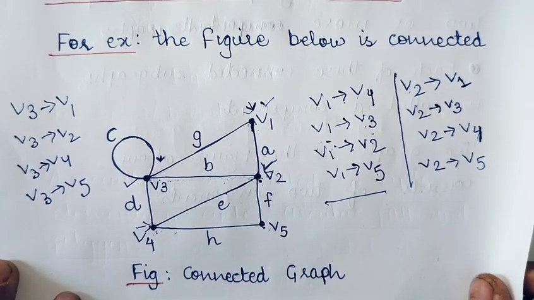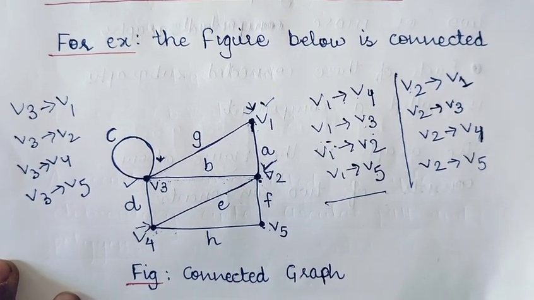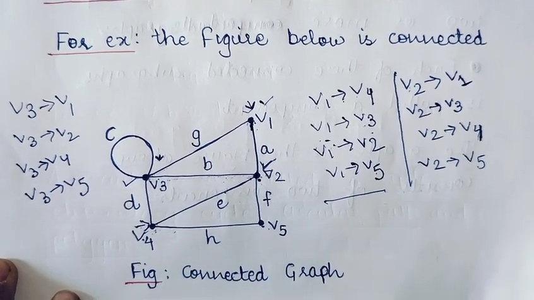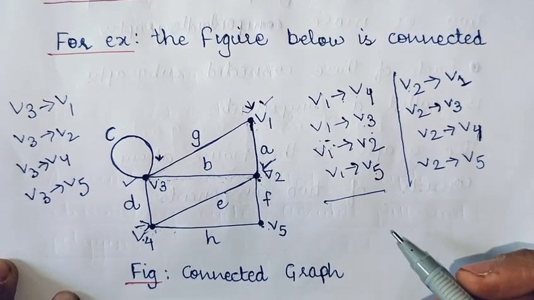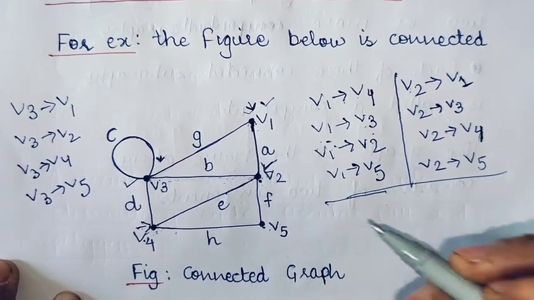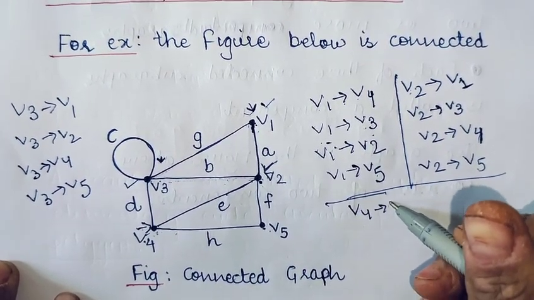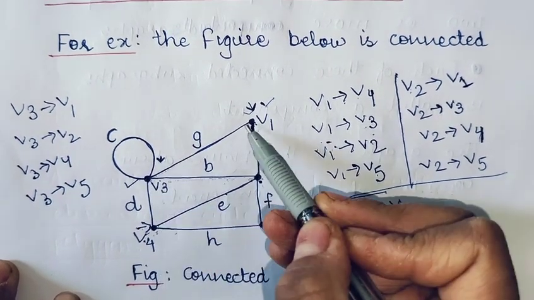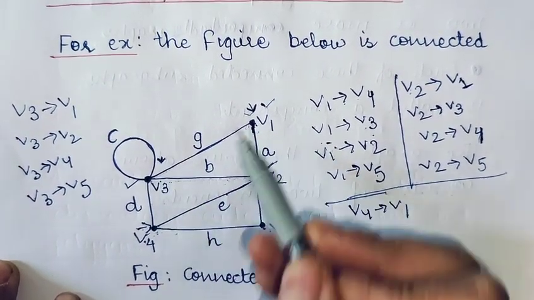Now let's take V4 as the pivot vertex and see if there is a path from V4 to all other vertices of the graph. So, for V4, there is a path from V4 to V1. You can clearly see V4, V3 and then V1.